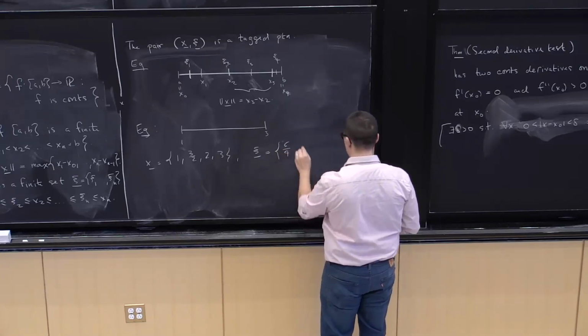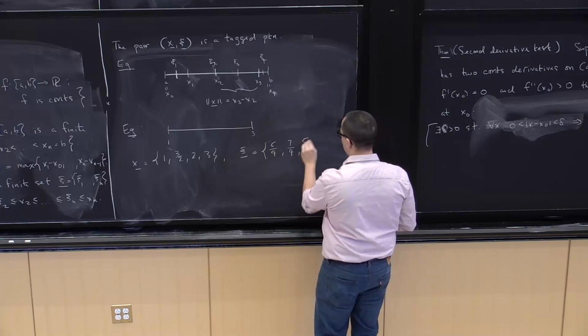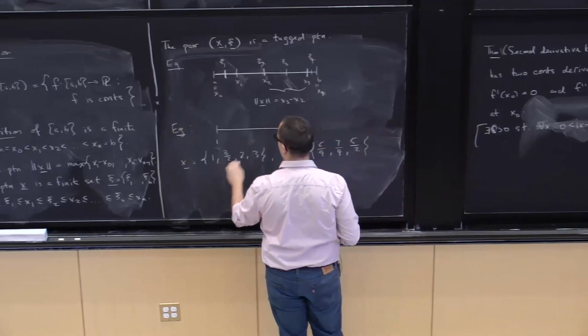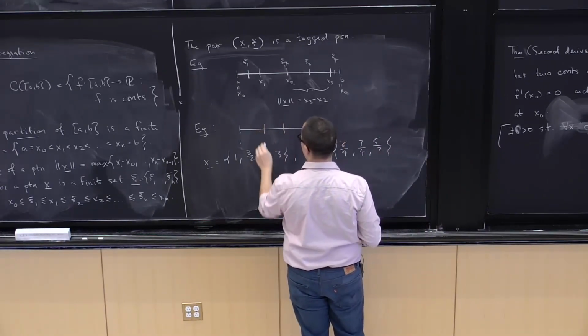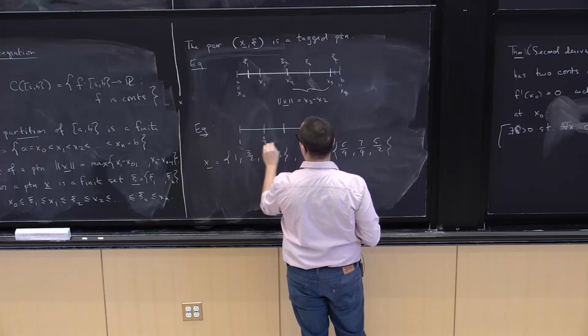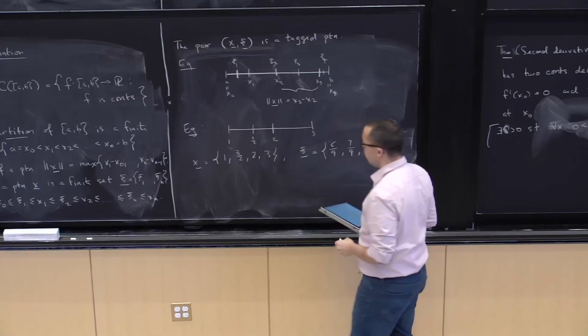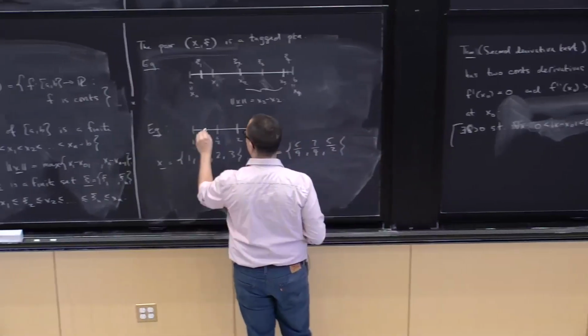5/4, just the midpoint, 7/4, 5/2. So my partition is 1, 3/2, 2, 3. So those are my partition points. And meanwhile, my tags are the midpoints.